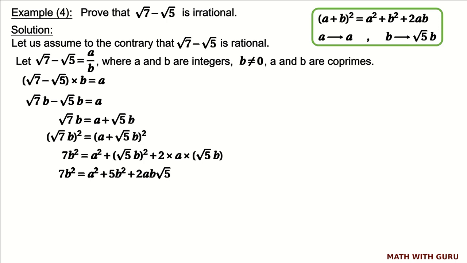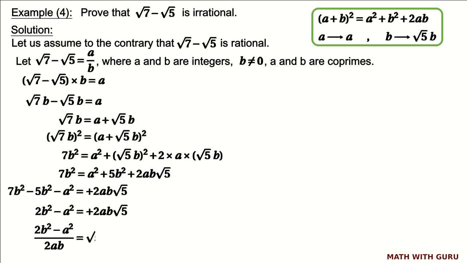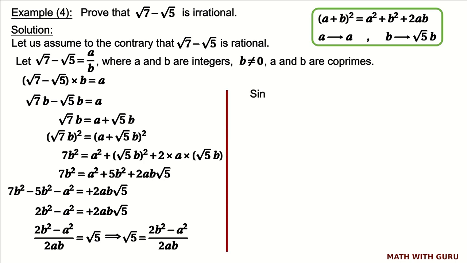Bring a squared plus 5b squared to the left hand side. 7b squared minus 5b squared minus a squared equals 2ab root 5. 7b squared minus 5b squared is 2b squared. Now bring 2ab to the left hand side. 2b squared minus a squared divided by 2ab equals root 5. Now swap the sides. Root 5 equals 2b squared minus a squared divided by 2ab.